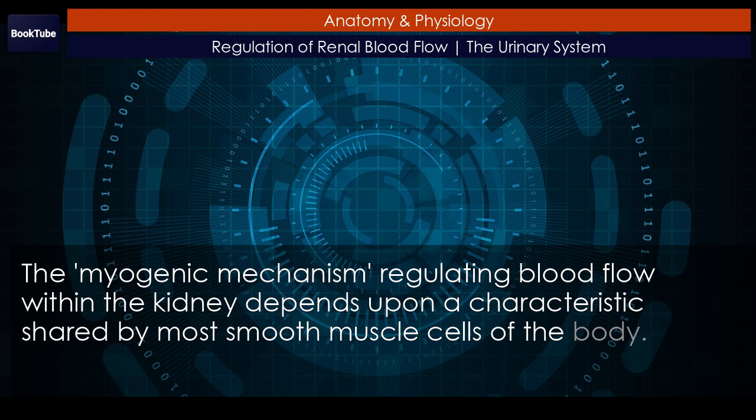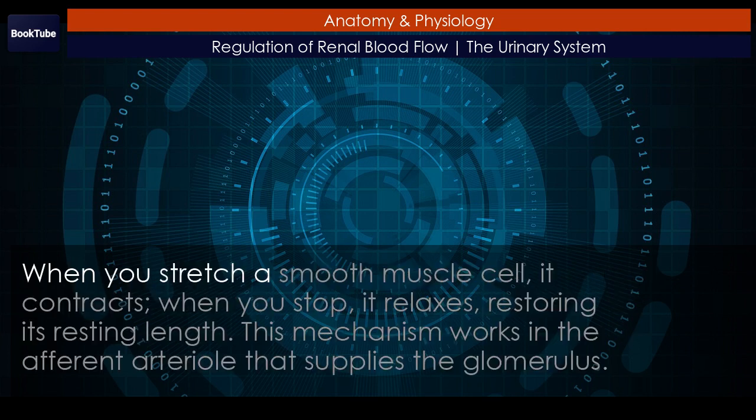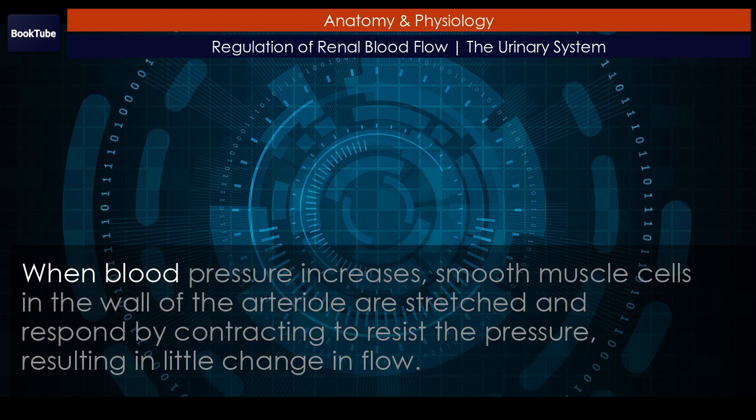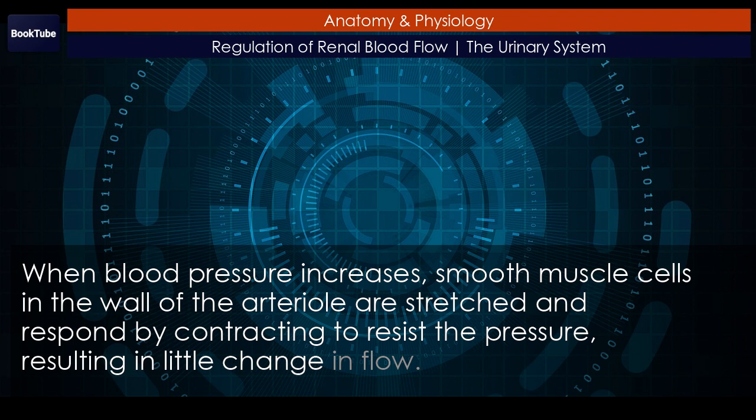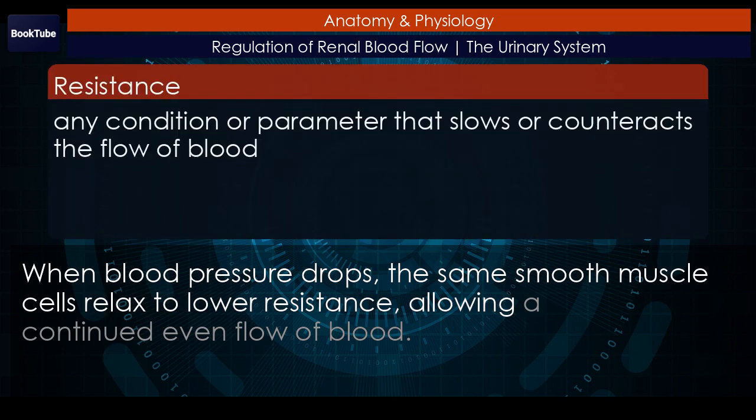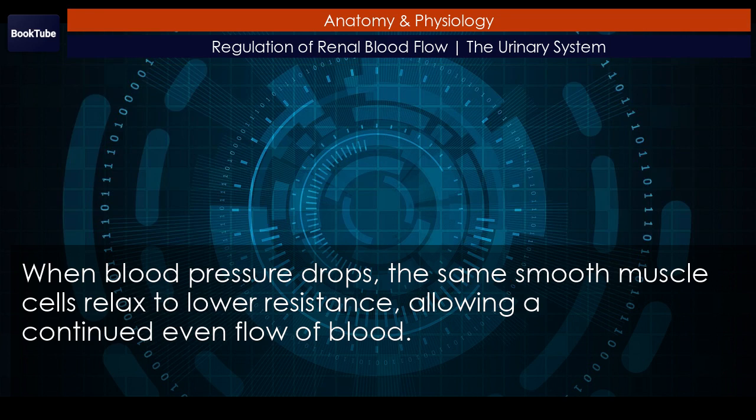Arteriole myogenic mechanism. The myogenic mechanism, regulating blood flow within the kidney, depends upon a characteristic shared by most smooth muscle cells of the body. When you stretch a smooth muscle cell, it contracts. When you stop, it relaxes, restoring its resting length. This mechanism works in the afferent arteriole that supplies the glomerulus. When blood pressure increases, smooth muscle cells in the wall of the arteriole are stretched and respond by contracting to resist the pressure, resulting in little change in flow. When blood pressure drops, the same smooth muscle cells relax to lower resistance, allowing a continued even flow of blood.